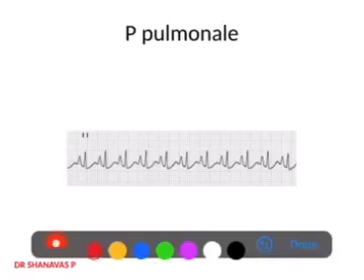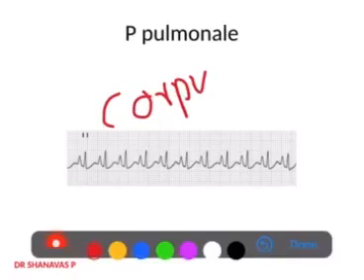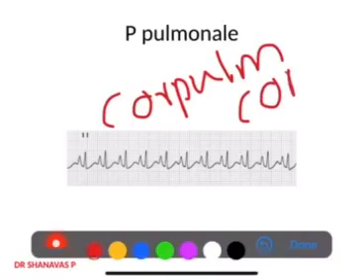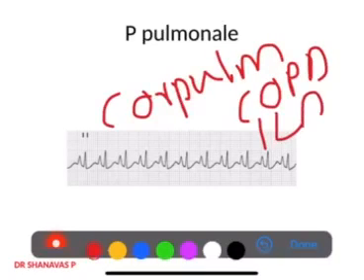This condition is called P pulmonale, and we know that it is usually seen in patients with cor pulmonale. That is, patients with right heart failure due to various lung pathologies like COPD, interstitial lung disease, and various other lung pathologies that can cause right heart failure.